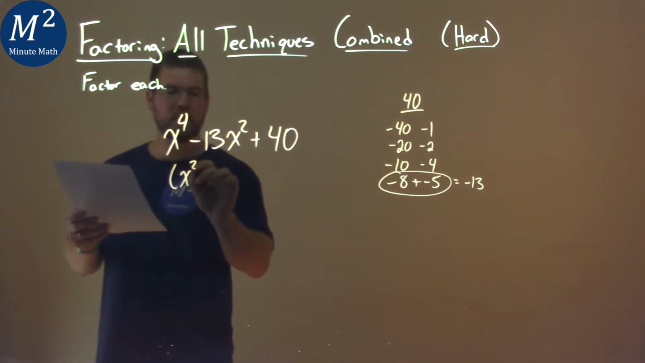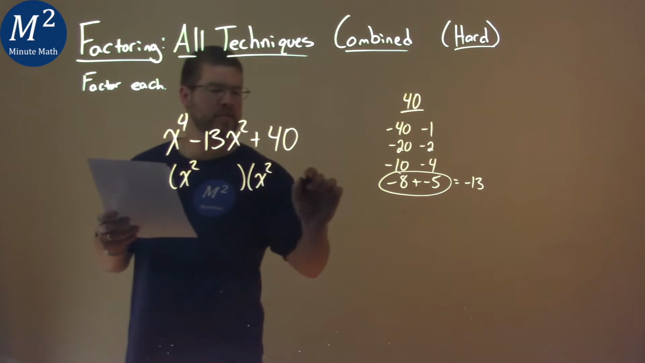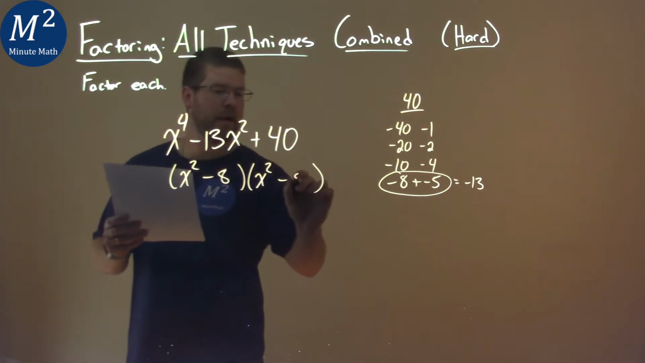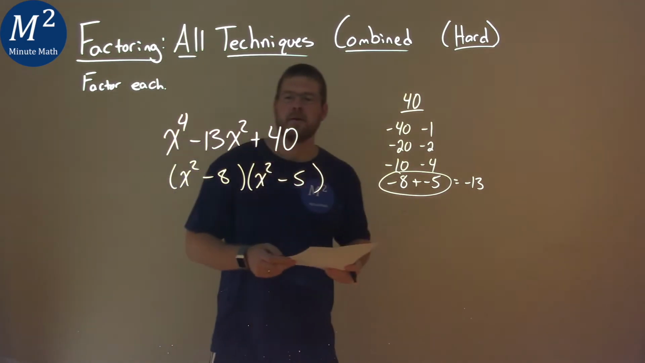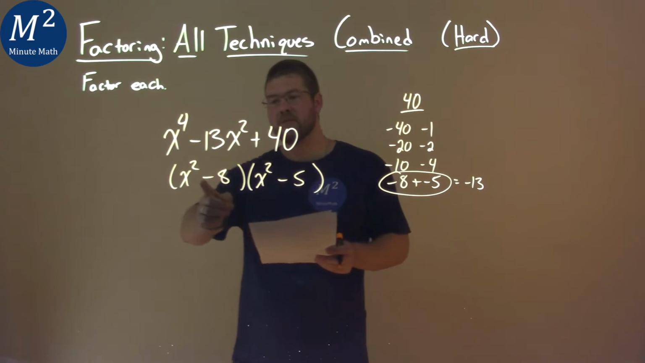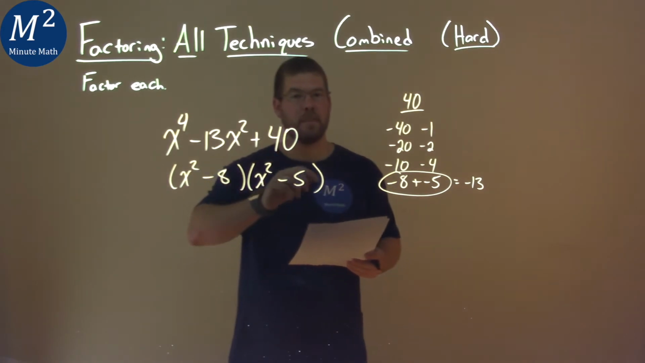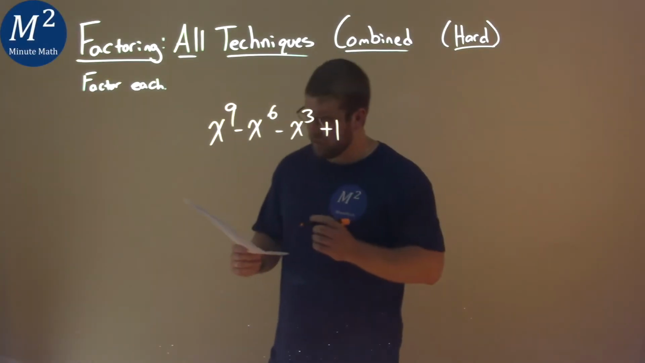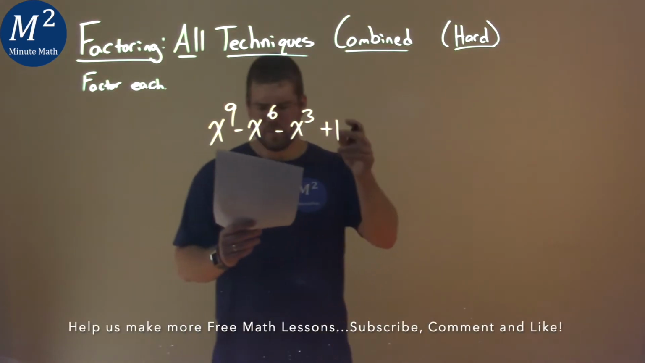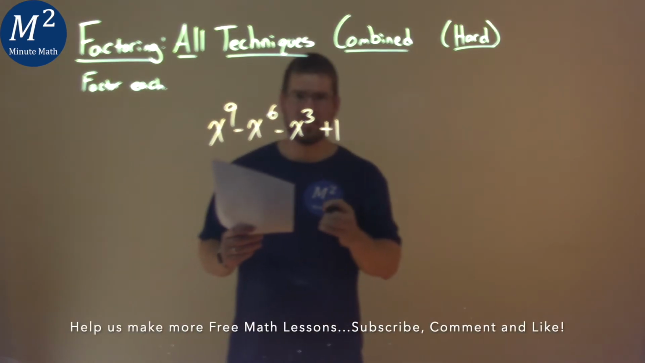We have an x squared here in this form, like so. And we have an x squared minus 8, and then an x squared minus 5. We actually can't factor this anymore, and so our final answer is x squared minus 8 times x squared minus 5. We're given this problem right here, x to the 9th minus x to the 6th minus x to the 3rd plus 1, and we've got to factor this.